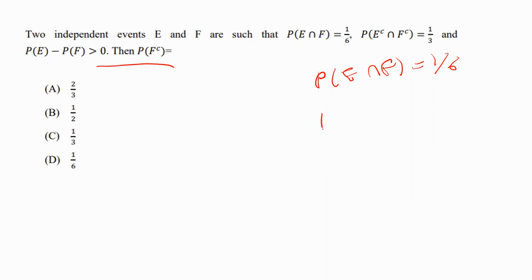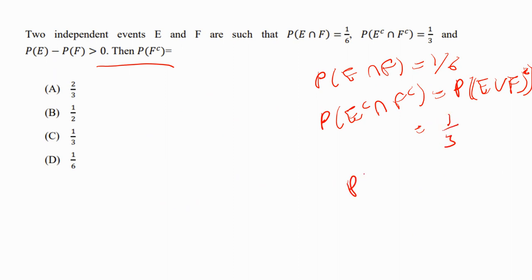Okay, and E complement intersection F complement we can write as probability of E union F whole complement. So it will be 1 upon 3. So from here we can find probability of E union F, which will be 1 minus 1 upon 3, and it will be 2 upon 3, right?